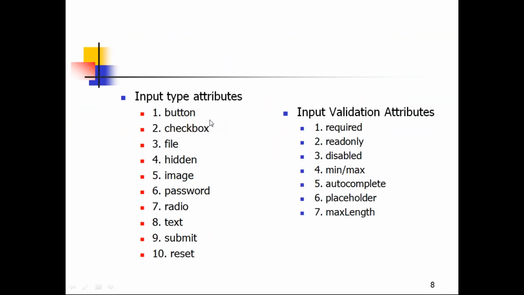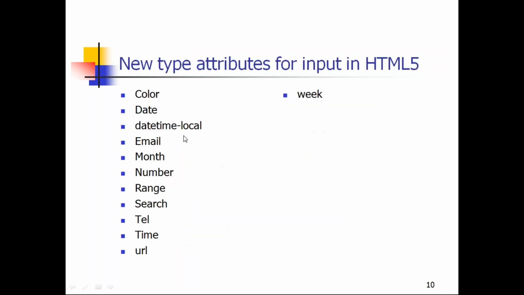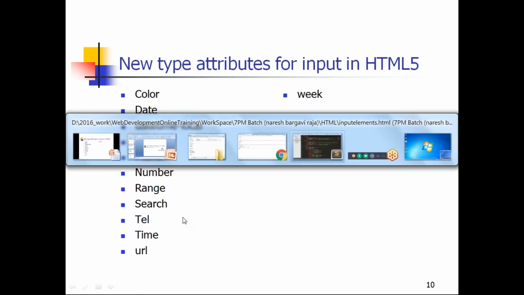So we have seen a button type. Of course, we haven't seen the button type. Checkbox, file, hidden. Hidden we have not seen yet. We have seen some of these things, and these are the new types of input elements that you can see. Type equal to color, where we can get color from the user. Date, datetime-local, all these things. So let's go for this one.